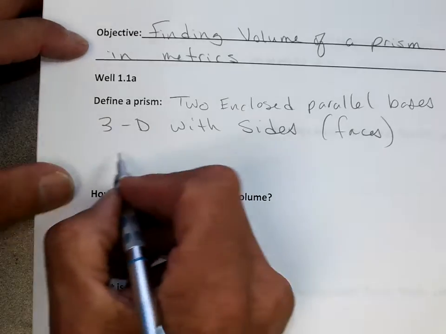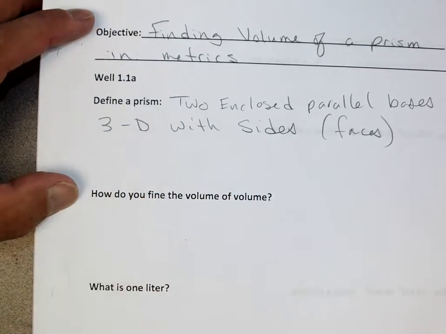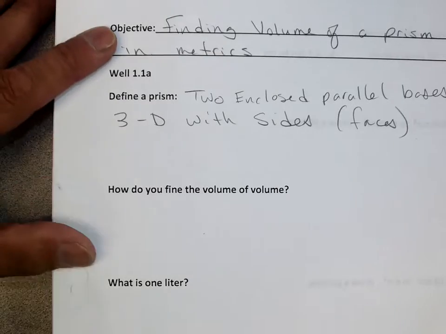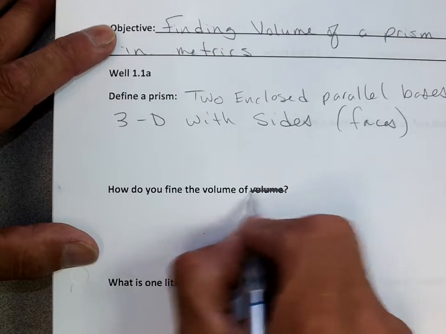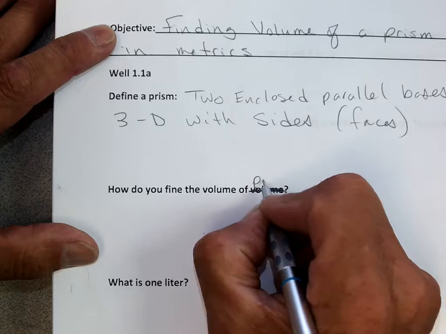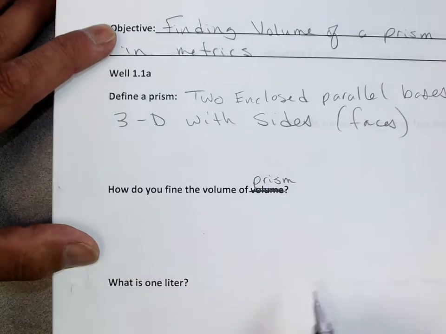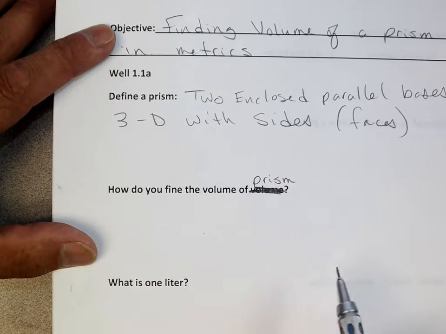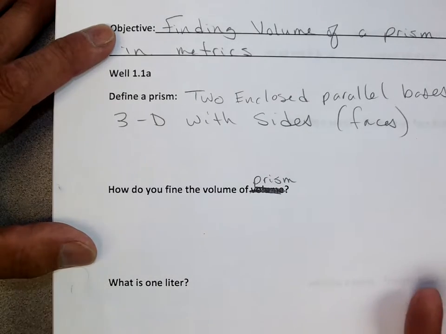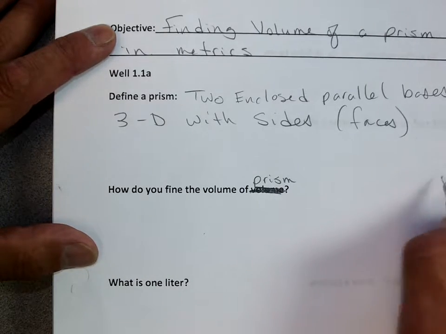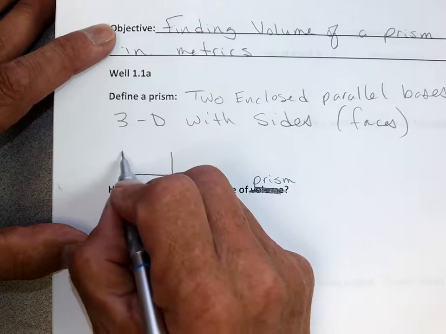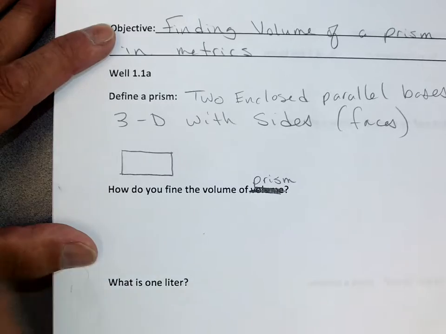Okay, now let's draw one. Let's see if you can draw this. I'll slow down for a second. How do you find the volume? Cross it out, I can't spell. Put prism. Change that word to prism. I should have proofed my work. So now we kind of have an idea of what it is. Let's draw a picture. Draw a rectangle. Okay, everybody draw a rectangle.